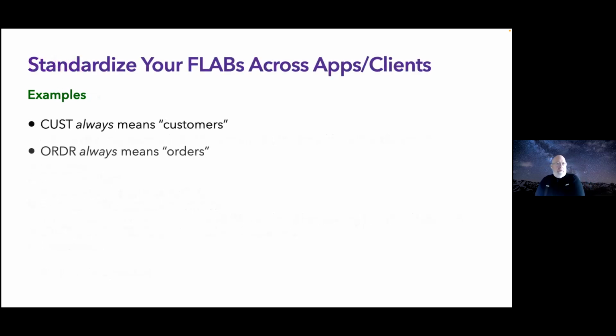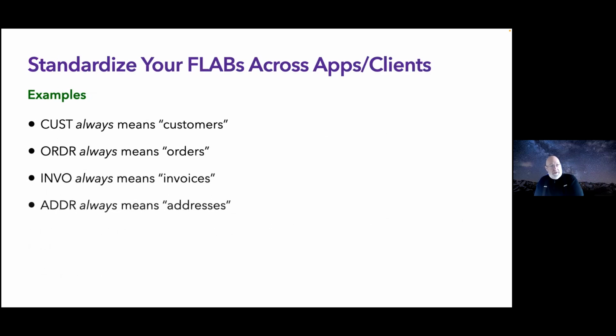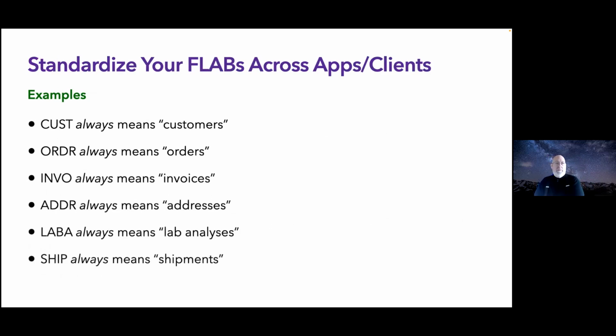So here's some examples of standardizing. CUST always means customers, no matter what app you're in, no matter what client you're in. ORDER is always an order. INVO is always an invoice. ADDR is always an address, and so on. And you standardize across apps, across clients, and no matter which app you're picking up for which client, you always know what you're looking at.